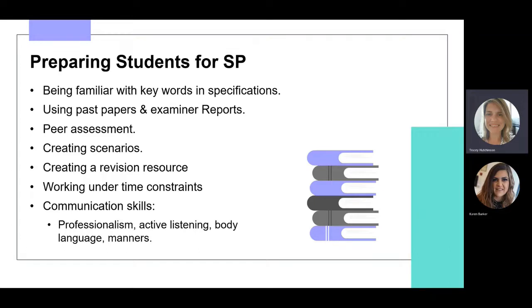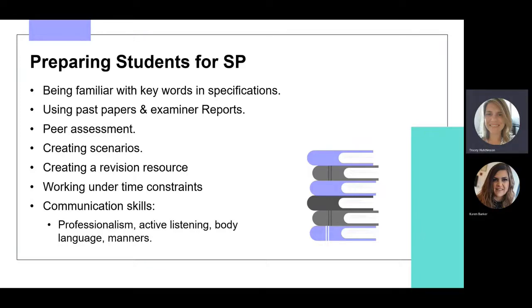So how do we prepare the students for the standardised patient? It's about being familiar with keywords in the specification. I think it's important the students are really familiar with the keywords in the spec in regards to the core skills and in the tutor guide for the ESP as well, because the wording itself can really help them understand what is being asked of them.